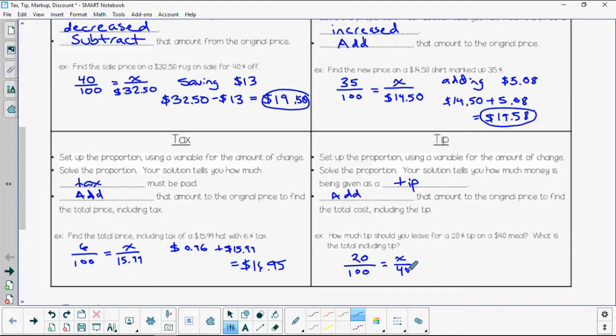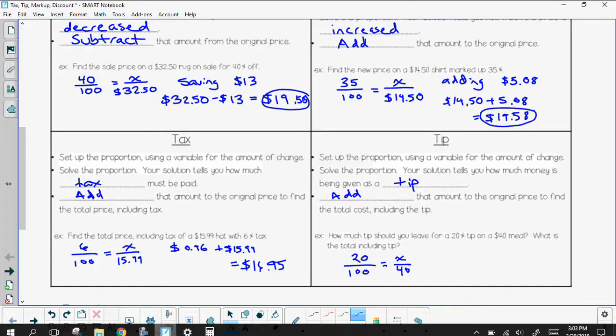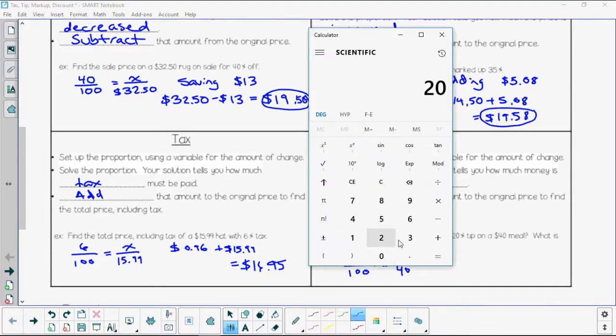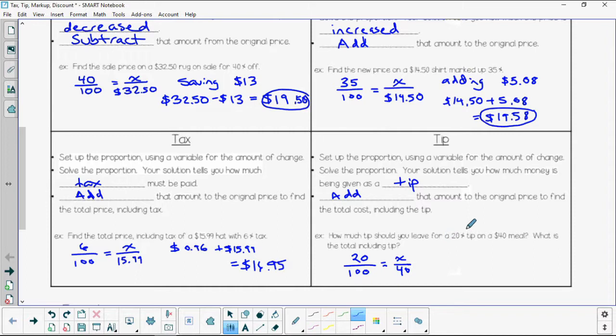So 20 times 40 divided by 100. Oh, that's an easy one. 8. You're leaving $8 in tip. This question is asking two things, tip and the total. So there's an $8 tip and a $48 total because I added the $8 onto the original. So you add in markup, tip, and tax, and you subtract in discount.